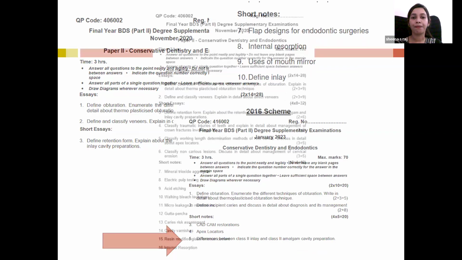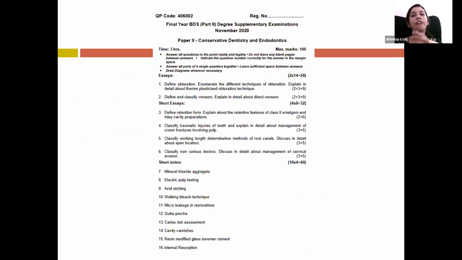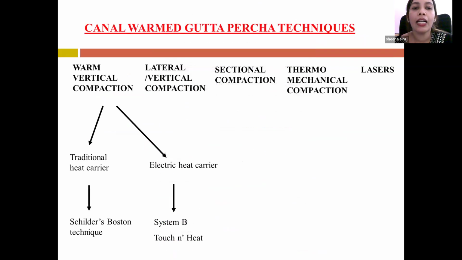So next question is: define obturation, enumerate the different techniques of obturation. This is again a very important question, frequently asked, and I have been discussing only the thermoplasticized obturation. You can note this chart. Warm vertical compaction is there, lateral compaction is there, sectional compaction, thermomechanical and laser compaction is there.